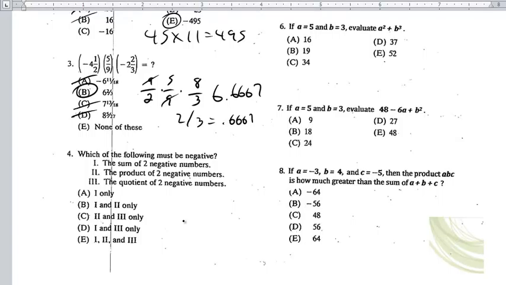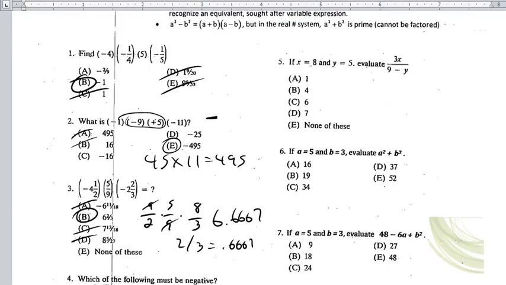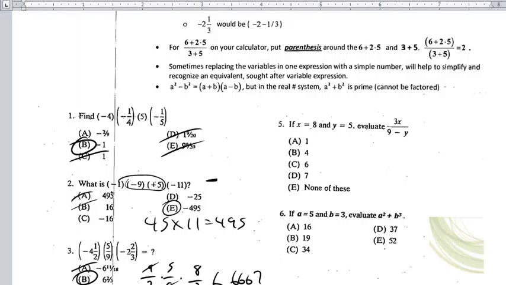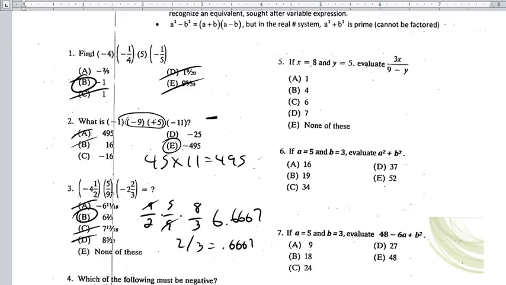All right, which of the following must be negative? Again, this is really an easy problem. The sum of 2 negative numbers, that's the only one it can actually be, because the product and the quotient of 2 negative numbers become positive. So the answer is A. All right. Number 5. Once again, I don't need to necessarily write everything out. I can just say 8 times 3 is 24. And on the bottom, 9 minus 5 is 4. So it's 6. And that's your answer.